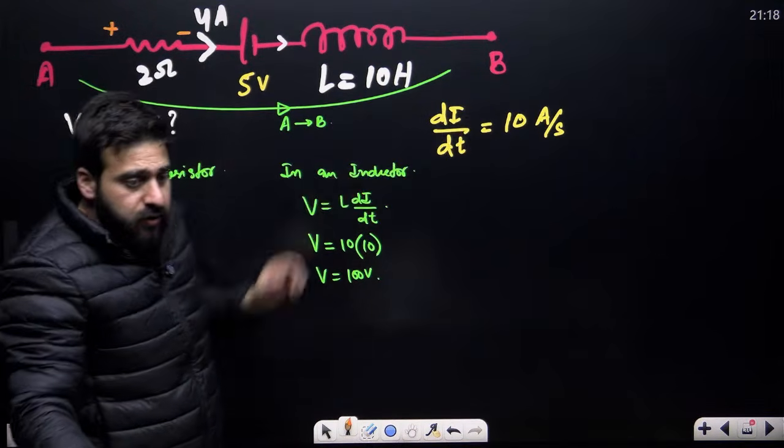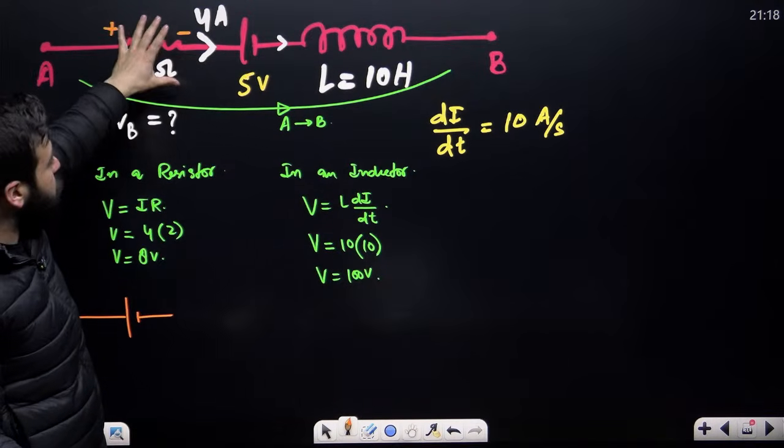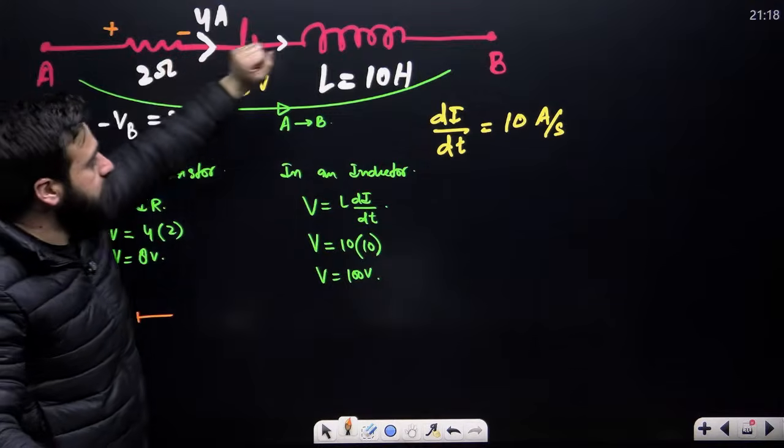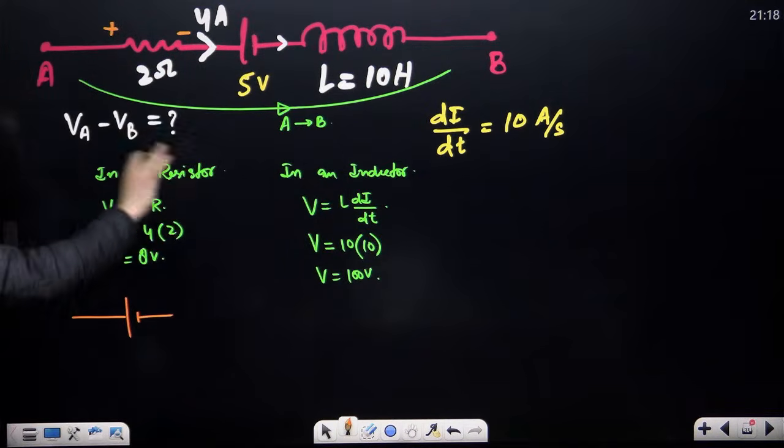If you have to find the potential difference between A and B, first you select the path. Let's suppose from A to B you are moving. Then you find the potential difference in the resistor. Then you find the potential difference in the inductor. These two formulas. Then make a battery.